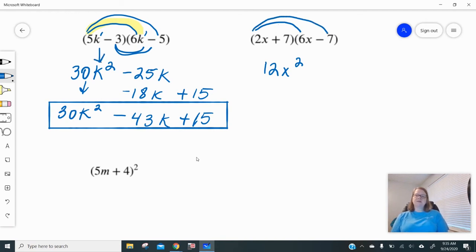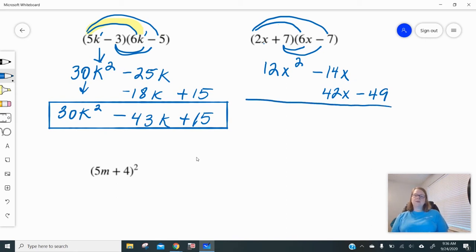2x times negative 7. 2 times negative 7 is negative 14, and that has an x on it. All right, now let's distribute the 7. 7 times 6 is 42, and that's an x. So I know not to put it under x squared. I want to put it here, 42x. And then 7 times a negative 7 is negative 49, and neither one of those has an x, so the negative 49 doesn't have an x.